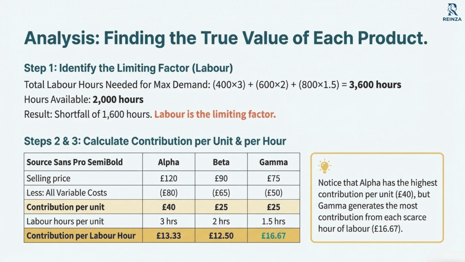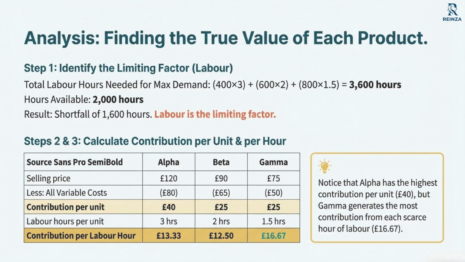Notice what happened. Alpha had the highest contribution per unit at £40. But gamma generates the most contribution from each scarce hour of labor at £16.67. This is exactly why we calculate contribution per limiting factor.